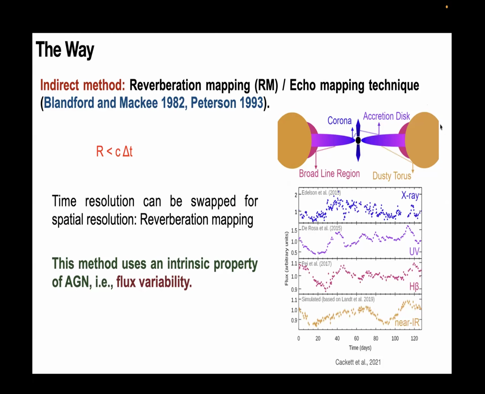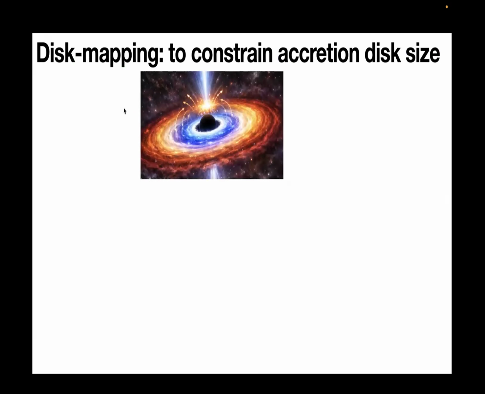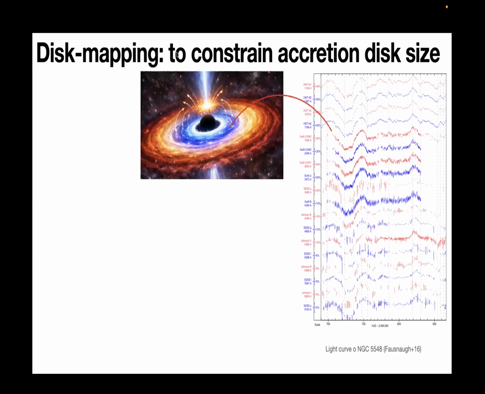As light takes some time to travel from one point to another, there will be a delay between these light curves. If we can find the delay, Delta t, and multiply it by the speed of light, that will give you the size of those emitting regions. This is the basic concept of reverberation mapping, and using this technique, it is possible to constrain the size of the accretion disk using disk mapping or continuum reverberation mapping.